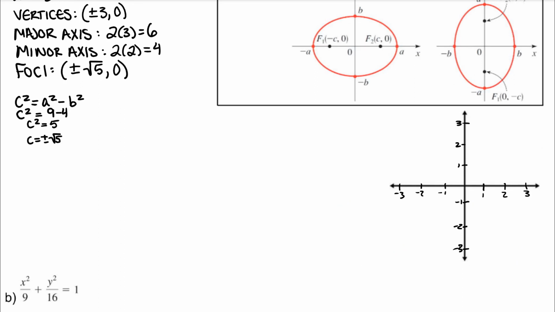To graph the ellipse, plot the vertices. Now use the length of the minor axis perpendicular to the major axis to graph what are called the co-vertices, points on the ellipse and the minor axis. Those would be at 0, plus or minus 2. Now plot the foci and complete the ellipse.